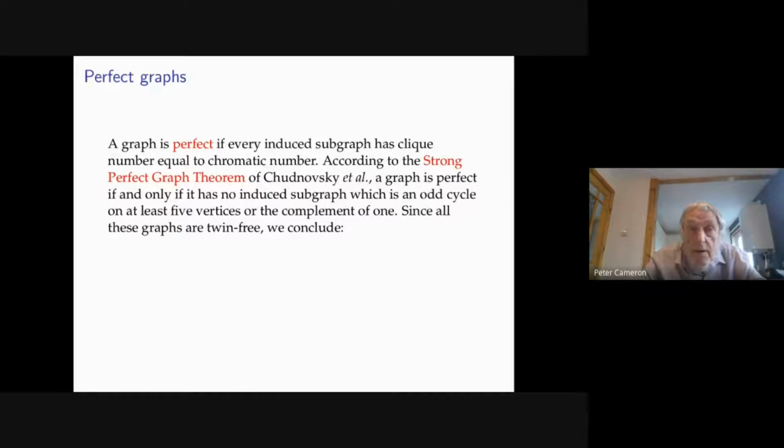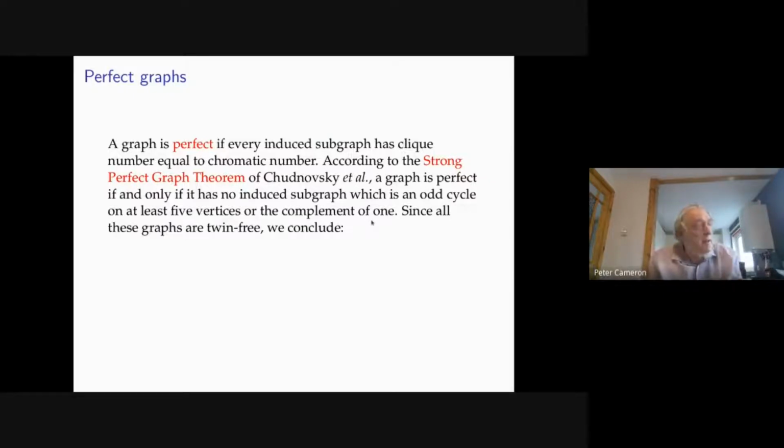A graph is perfect if every induced subgraph has clique number equal to chromatic number. Now, there was something called the strong perfect graph conjecture for many years. This was a conjecture of Claude Berge. It was proved about 10 or 12 years ago by Maria Chudnovsky and others. It says a graph is perfect if and only if it has no induced subgraph which is either an odd cycle, a cycle of odd length at least 5, or the complement of a cycle of odd length at least 5. And odd cycles and their complements are all twin-free.